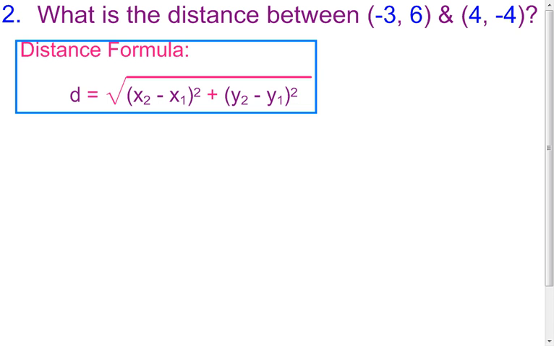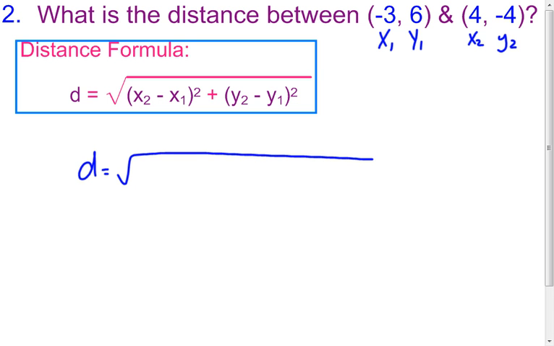Here I need you to find the distance between these 2 coordinates, so it's asking how far apart they are. Of course, that's x1 and y1, and x2 and y2. You can certainly switch which set is the 1s and which set is the 2s, but the 3 and the 6 have to stay as either both 1s or both 2s, just so you know. When we set up our distance formula, we plug into this handy formula over here. x2, which I have labeled as 4, minus x1, which is negative 3, squared, plus y2, which I have as negative 4, minus y1, squared.